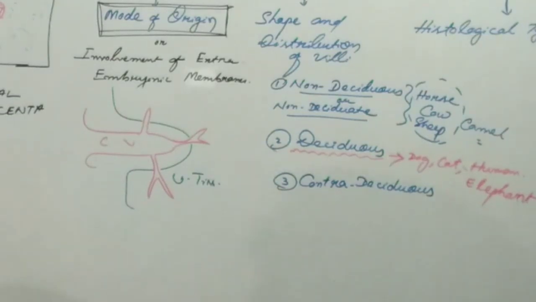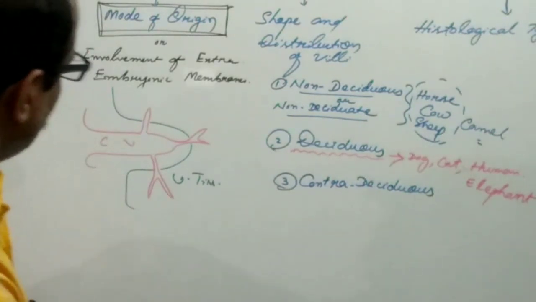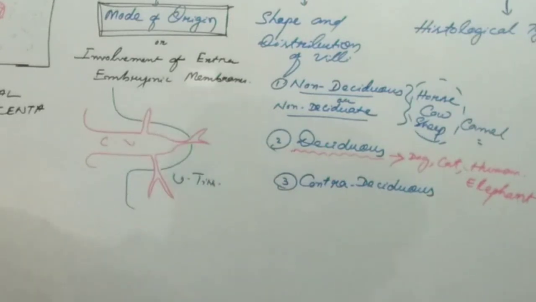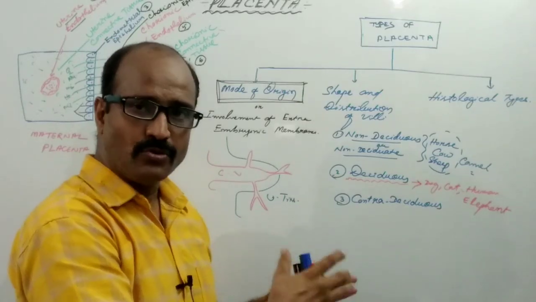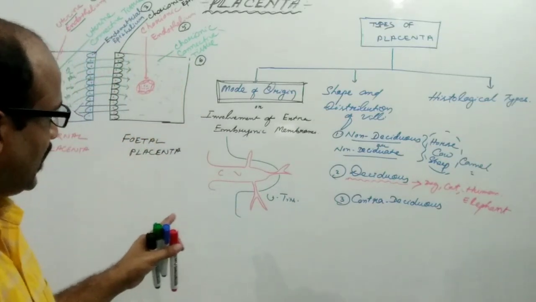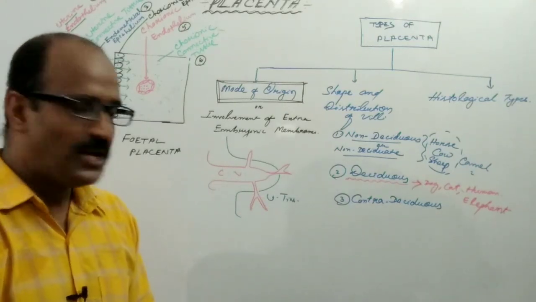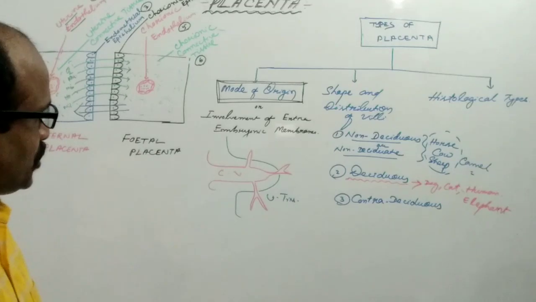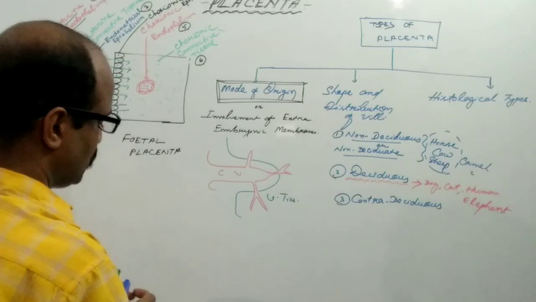But in case of contra-deciduous, there is high intimacy between the fetus and the uterine tissue or the uterine body. That's why at the time of delivery, some part of the fetus is left inside the uterine tissue, and such a portion of the placenta or the fetus may dissolve or be absorbed by the leukocytes of the uterine tissue, and such a type of placenta is known as the contra-deciduous.